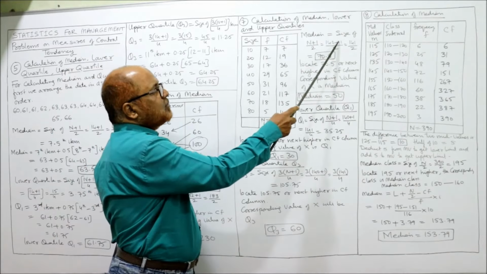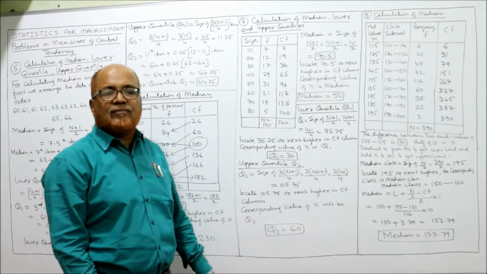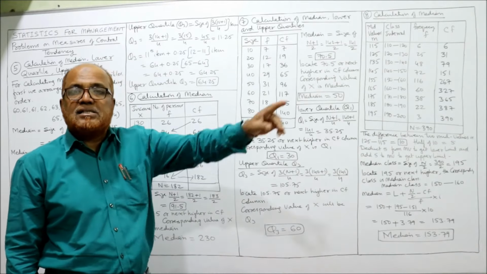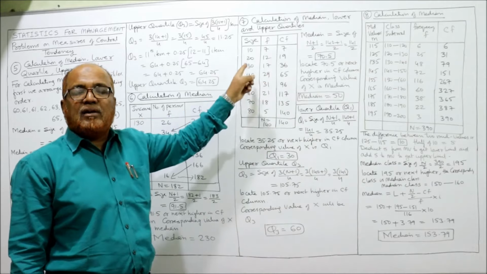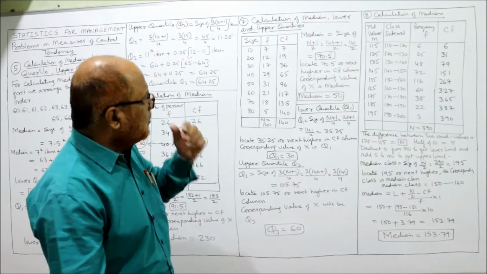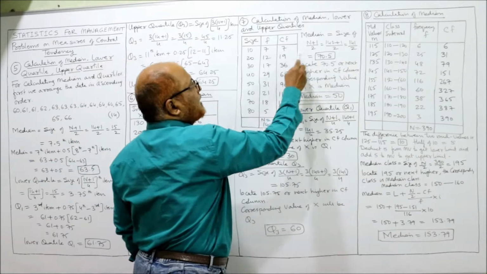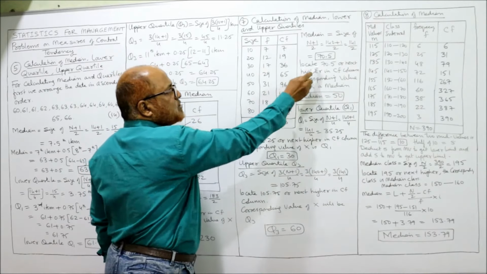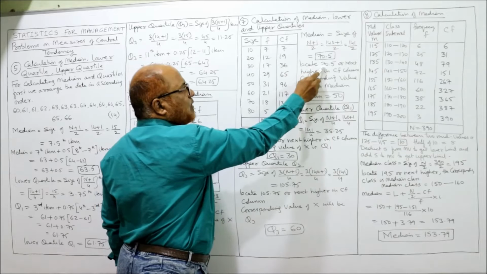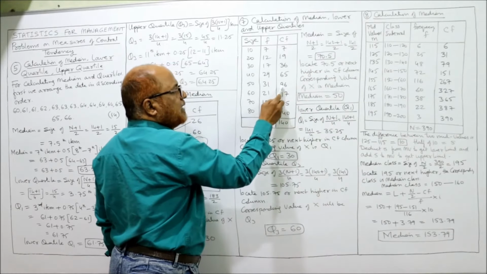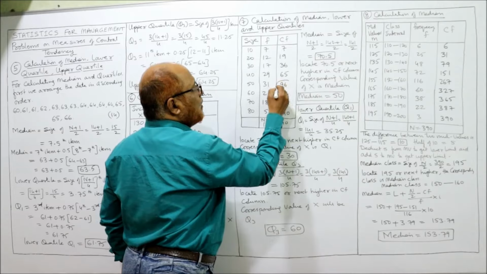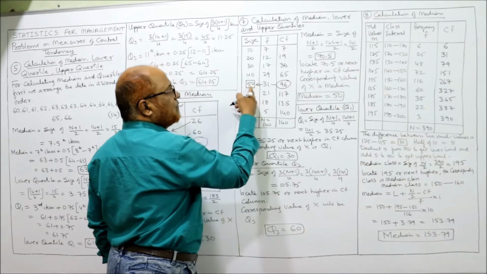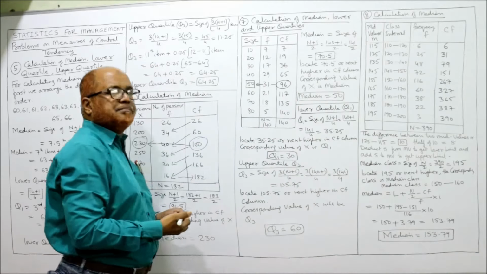So 140 plus 1 divided by 2, it comes to 70.5. Locate 70.5 or next higher in CF column. Corresponding value will be the median. So locate now 70.5 or next higher, it comes to 96. 65 is lower. We want 70.5 or next higher, so it comes to 96. So corresponding value of x against this 96, what is the value of x here? 50. The median is equal to 50.